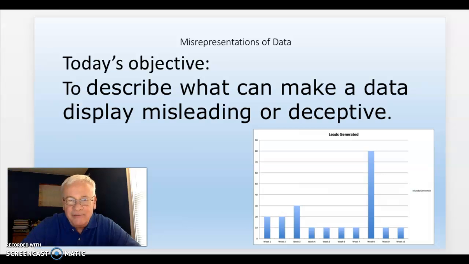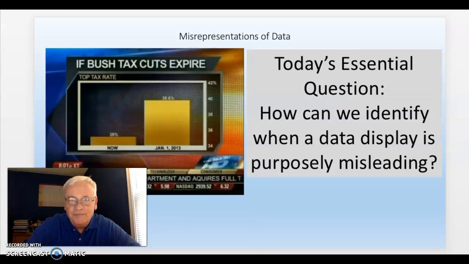Guys, today's objective is to describe what can make a data display misleading or deceptive, okay? The essential question: how can we identify when a data display is purposely misleading?